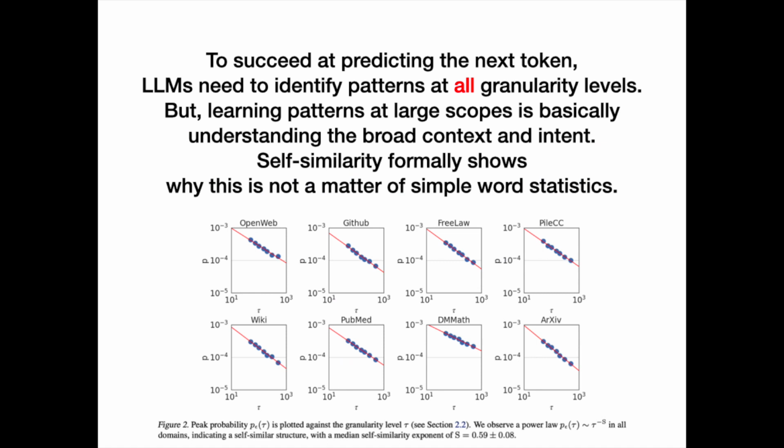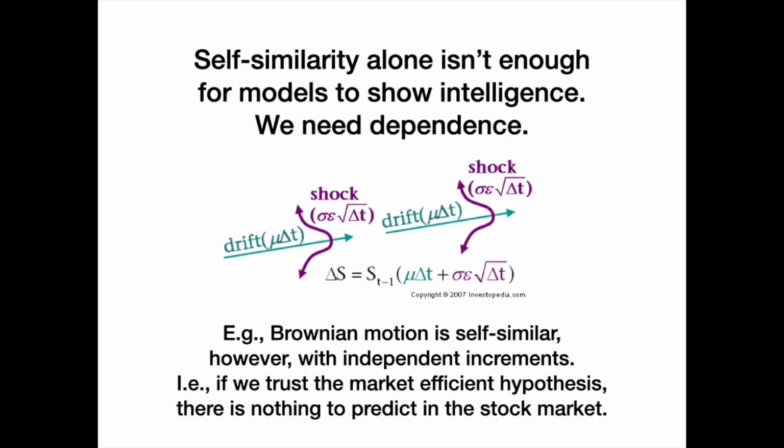To succeed at predicting the next token, LLMs need to identify patterns at all granularity levels. But, learning patterns at large scopes is basically understanding the broad context and intent. Self-similarity formally shows why this is not a matter of simple word statistics. Self-similarity alone isn't enough for models to show intelligence.